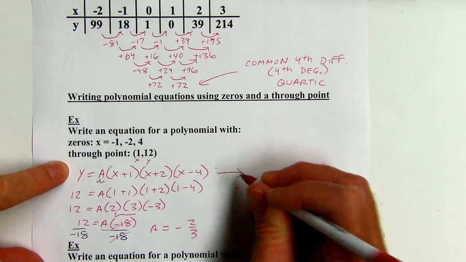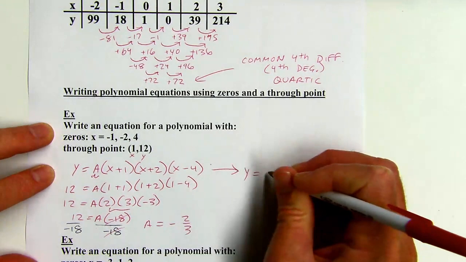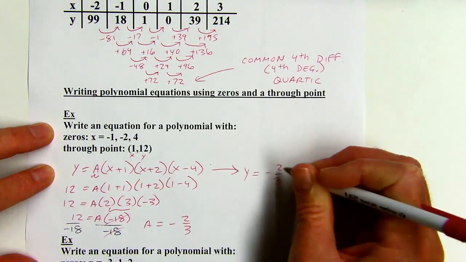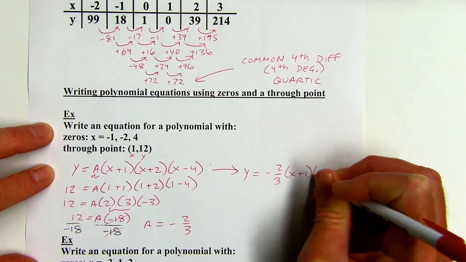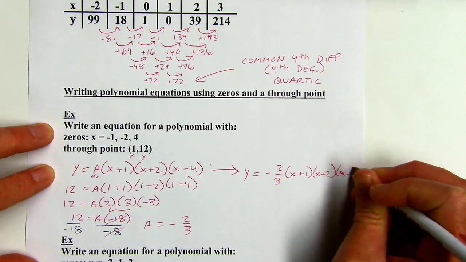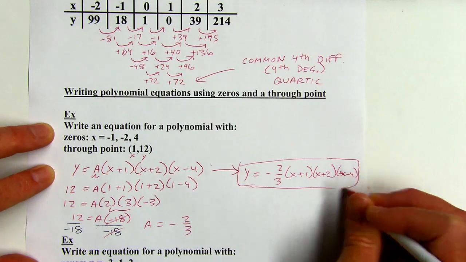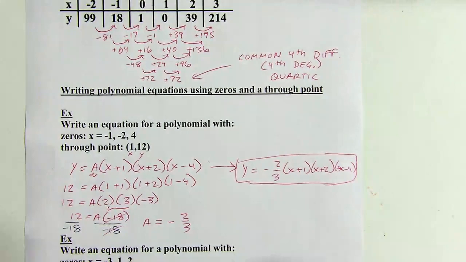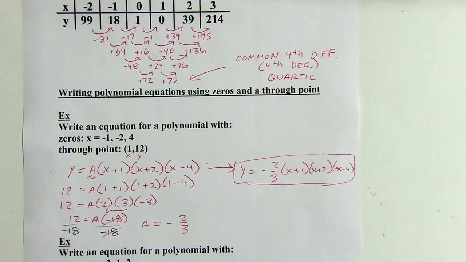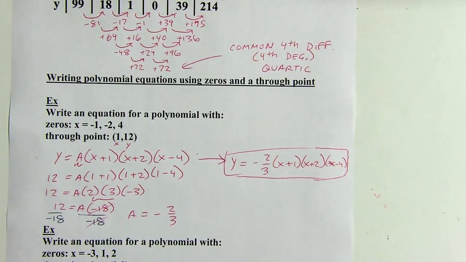So now I can go back up here. I was only missing the a. And now I can just plug that in. -2/3 times x plus 1 times x plus 2 times x minus 4. Okay? Now that's not written in standard form. Maybe your teacher would want you to write that in standard form, and you could multiply it all out to put it in standard form, do some foiling and distributing the -2/3 and so forth. But I'm just going to leave it like that. Okay?